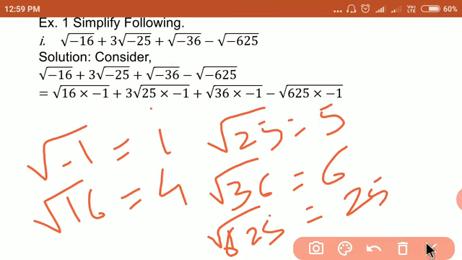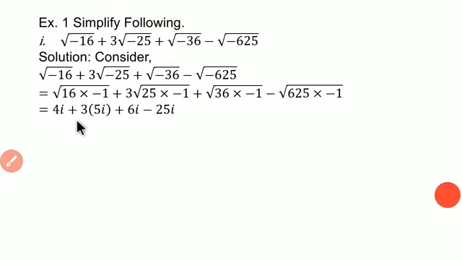Now, using these values, we get it is equal to 4i plus 3 into 5i plus 6i minus 25i. Now here 4i plus 6i is 10i. 10i minus 25i is minus 15i. So minus 15i plus 3 into 5i is plus 15i. So minus 15i plus 15i is equal to 0i, meaning 0. And so we get the simplification for this first example is 0.